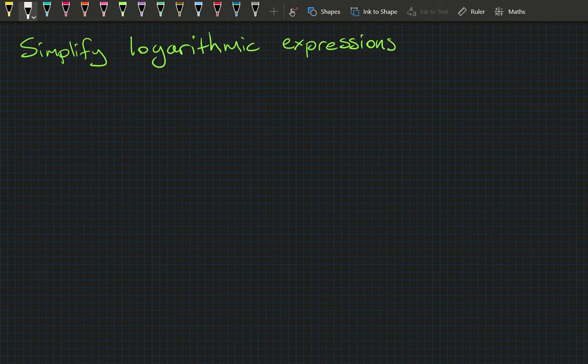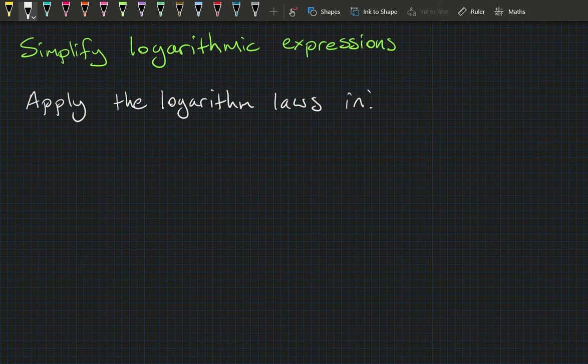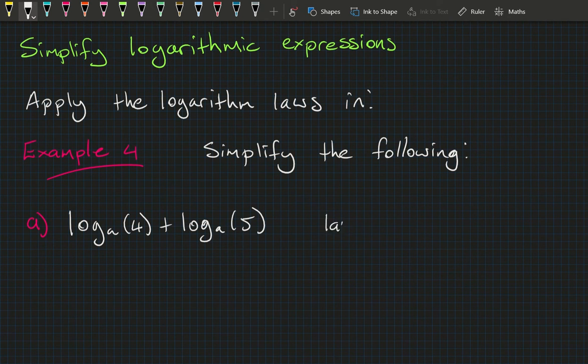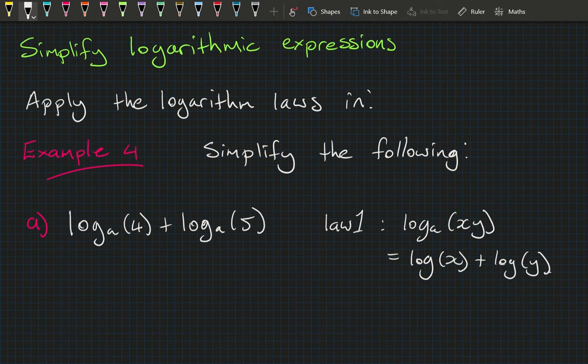Hopefully you did write down those logarithmic laws because we're going to be applying them in example 4 when we're going to simplify the following statements. All right, part A, we've got log base a of 4 plus log base a of 5. Law 1 says log base a of x times y is the log of x plus the log of y, and we've got two logs here with the same base added together. So we multiply the things inside the logs together. We end up with log base a of 4 times 5, i.e. log base a of 20.